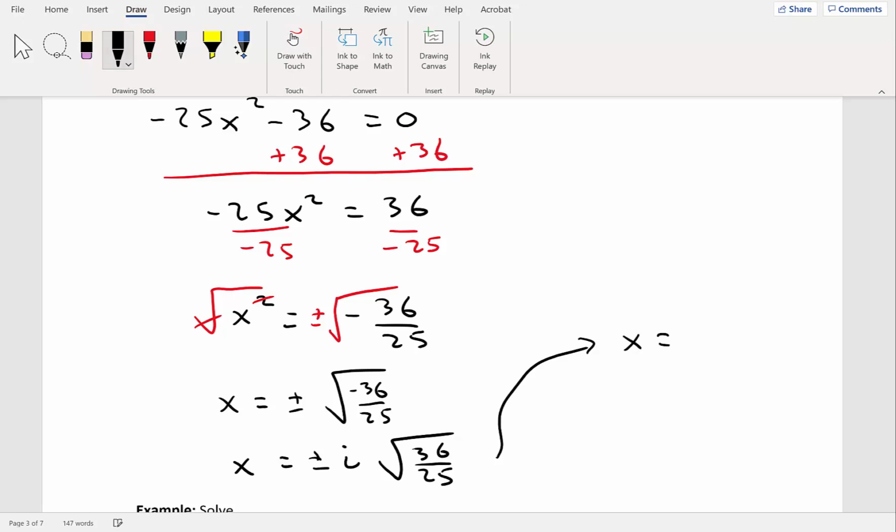We get x is equal to plus or minus the square root of 36 over 25. Remember, take the square root of the numerator, take the square root of the denominator. We get 6 over 5. We have our i on the outside. So x is equal to negative 6 over 5i, and x is equal to positive 6 over 5i.